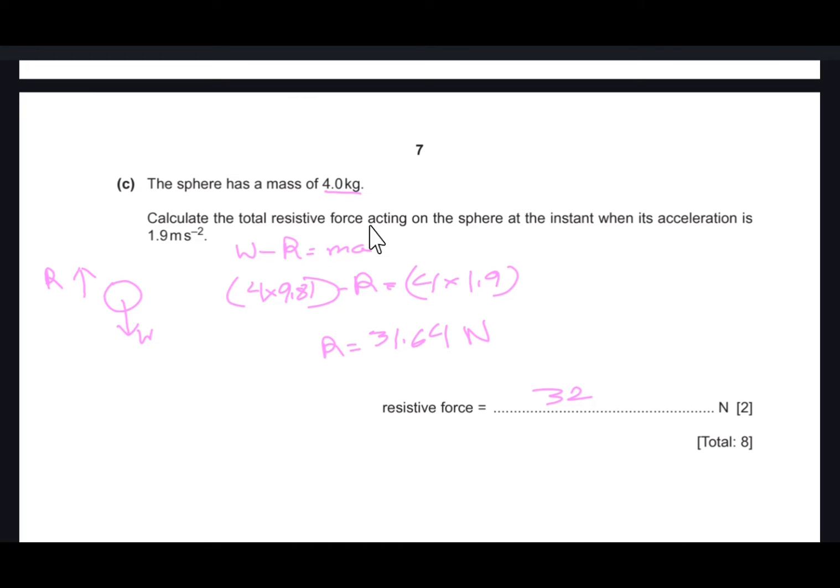Calculate the total resistive force acting on the sphere at the instant when its acceleration is 1.9 meter per second square. So we know that for the sphere, as it is moving downward, its downward force is weight and the upward force is air resistance. So weight minus air resistance is equal to mass into acceleration. Its mass is 4 kg, so mg minus resistive force is equal to mass into acceleration.